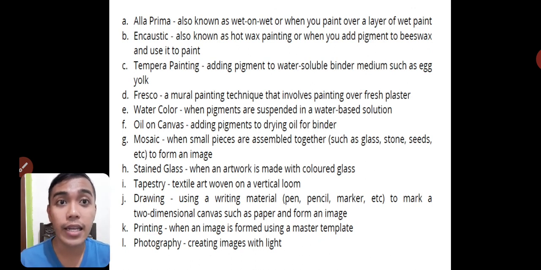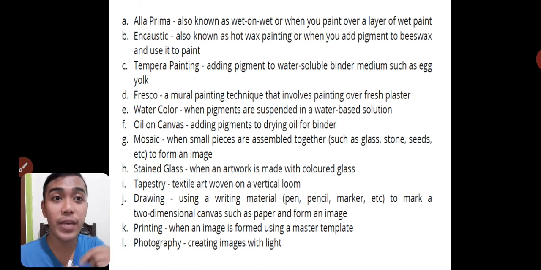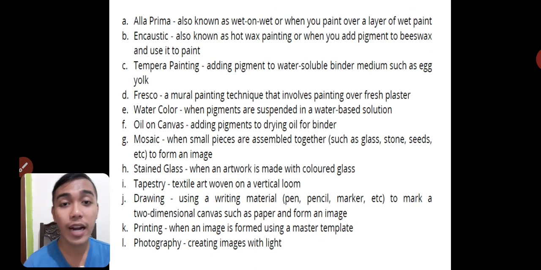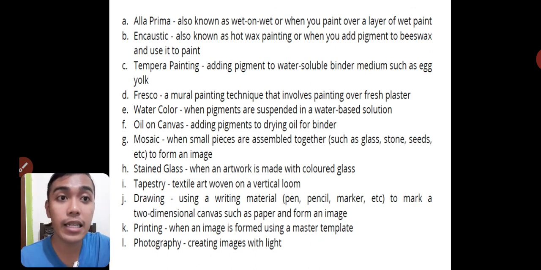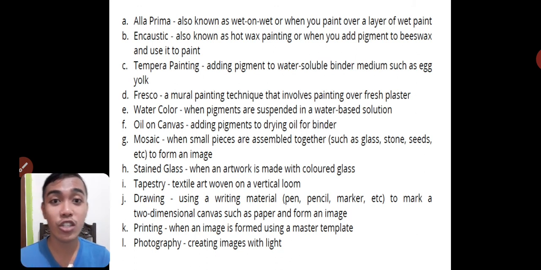And caustic is known as hot wax painting, or when you add pigment to beeswax and use it to paint. Tempera painting adds pigment to a water-soluble binder medium such as egg yolk, used as a form of painting. Fresco is a mural painting technique that involves painting over fresh plaster. Fresh plaster, fresco. Watercolor is the usual form of painting we are used to, where pigments are suspended in a water-based solution.